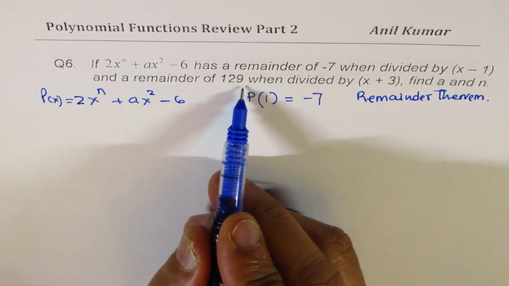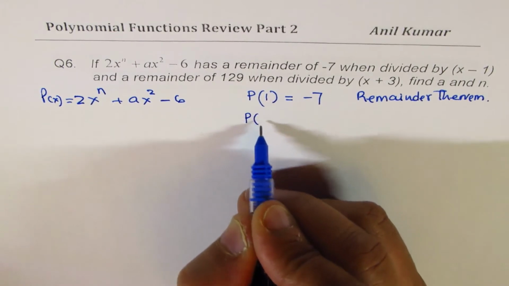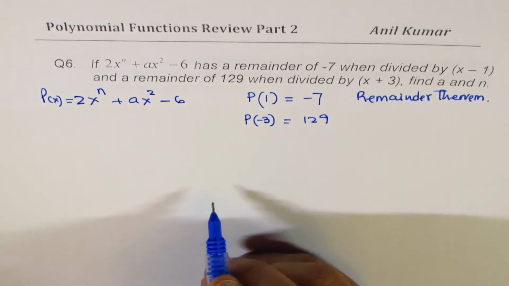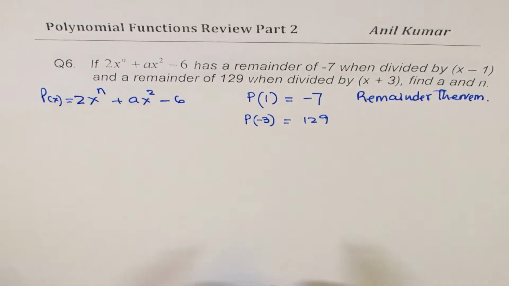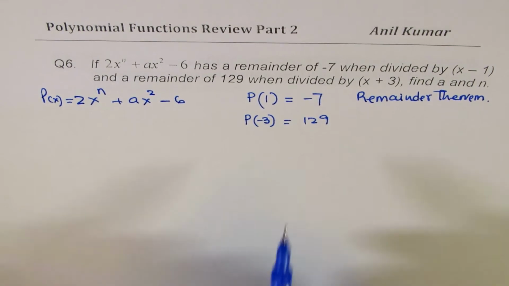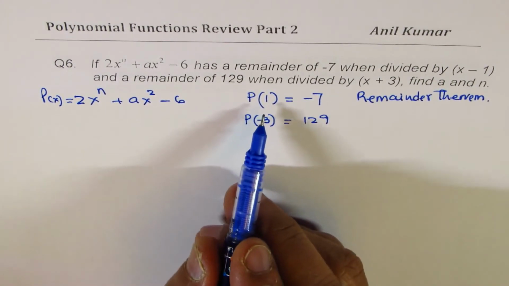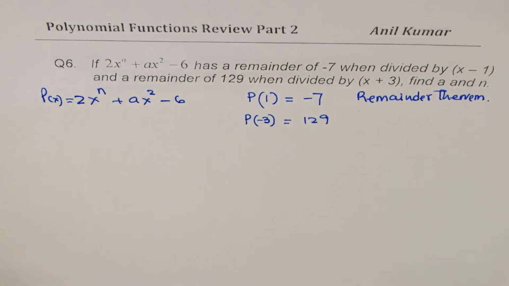And the remainder of 129 when it is divided by x plus 3. That means p of minus 3 is equals to 129. Find a and n. So these are the two unknowns which we need to find. Now both these conditions will give us two equations. So if I substitute 1 here, I should get minus 7.